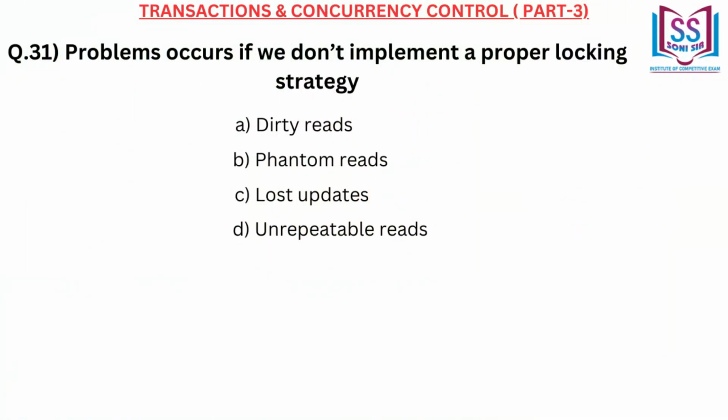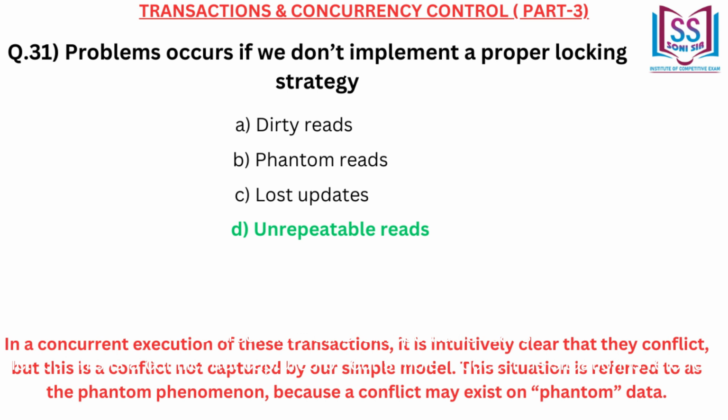Problems occur if we don't implement a proper locking strategy. A. Dirty reads. B. Phantom reads. C. Lost updates. D. Unrepeatable reads. Correct answer D. Unrepeatable reads. In a concurrent execution of these transactions, it is intuitively clear that they conflict, but this is a conflict not captured by our simple model. This situation is referred to as the phantom phenomenon, because a conflict may exist on phantom data.